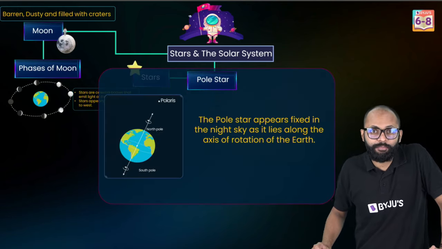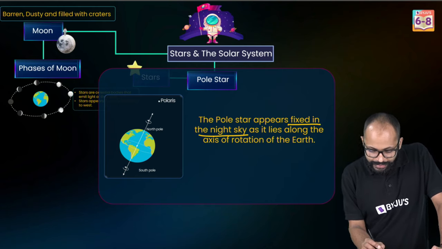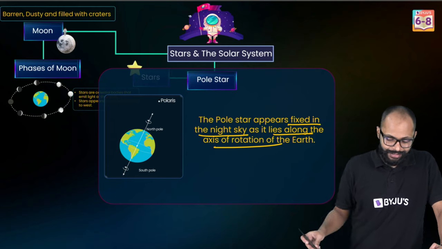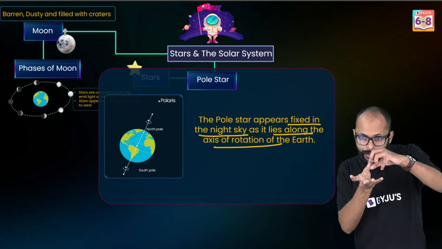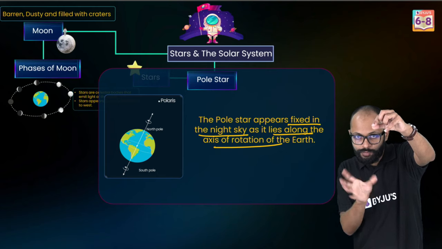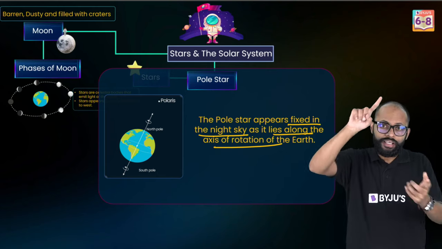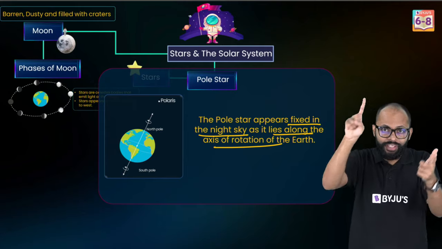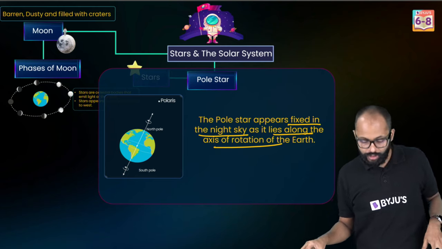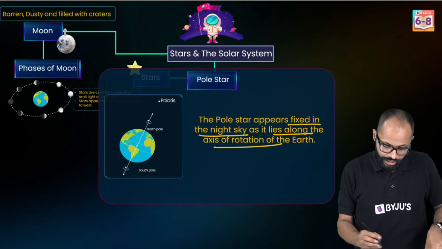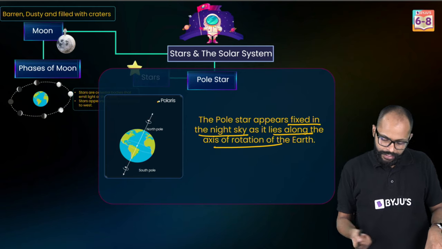Pole star. Polaris. The pole star appears fixed in the night sky as it lies along the axis of rotation of the earth. Bhai, earth is rotating, but at the axis of rotation, this Polaris is fixed. Sabka direction change hoga. Every star will seem like moving, but Polaris will remain there. Why? Because it lies on the axis of rotation. Ye raha Polaris aur ye raha axis of rotation. Theek hai? That's why. Clear hai?